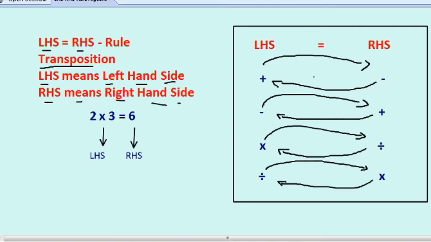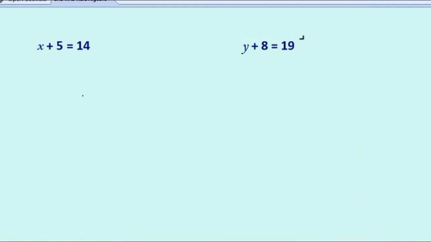Now let's solve some examples. Let's first move to addition problems, where the plus sign is there. In this equation, x plus 5 is equals to 14. Now we have to find the value of x. How do we find it? Simple. Keep x on the left hand side, and on the right hand side it is 14.